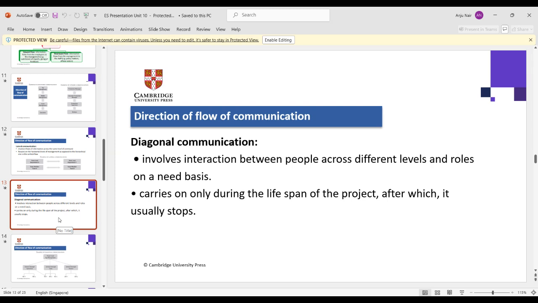So there is an equal flow of communication that is diagonal on all sides. Because otherwise you cannot ensure the success or the completion of that project also. So hence on those occasions it is necessary that communication happens laterally also, sorry, diagonal. But that is people with different roles, people with different levels on a need basis, how communication happens.